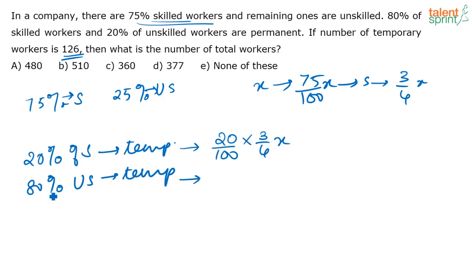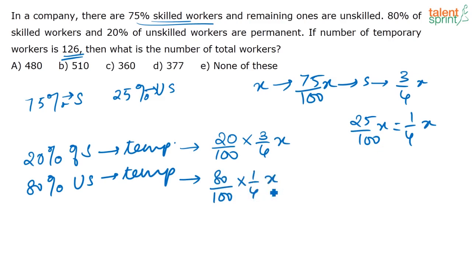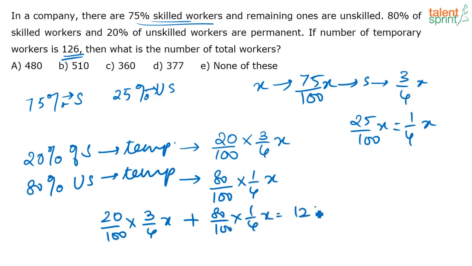Now, how many temporary unskilled workers are there? See, how many unskilled workers are there in total? 25 by 100 of x, or that is equal to 1 by 4 of x. 80% of these are temporary, correct? So 80 by 100 into 1 by 4 x. Now, when you are adding these two, the answer that you get is 126, or 20 by 100 into 3 by 4 x plus 80 by 100 into 1 by 4 x is equal to 126. Now, if you solve this, this is nothing but 7 by 20 of x. When you solve it, you get 7 by 20 of x is equal to 126. From this, find the value of x.